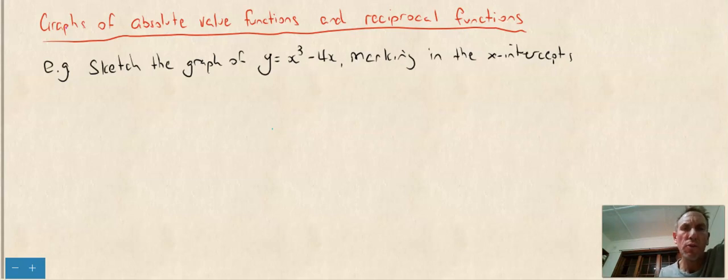So in order to have a look at, firstly, absolute value functions, we're going to sketch this graph at y equals x cubed minus 4x, and we're going to mark in the x-intercept. So let's get to work on that.